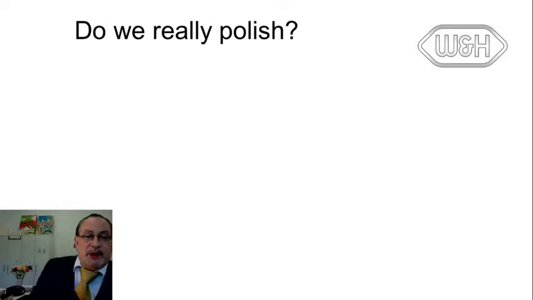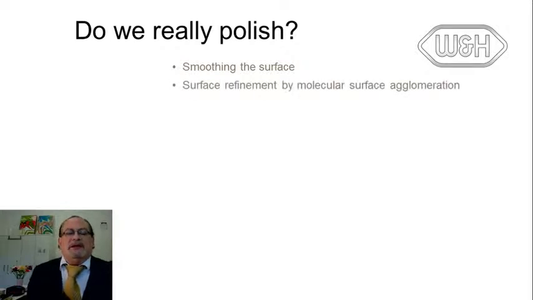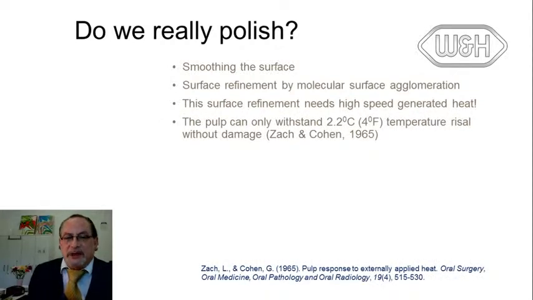But do we really polish when we say that we are polishing? Polishing actually means smoothing the surface, a surface refinement by molecular surface agglomeration, and this surface refinement needs high speed generated heat. And this is not what we are doing on the tooth, of course, because the pulp can only withstand a 2.2 degrees Celsius, or 4 degrees Fahrenheit, temperature rise without damage. This is what we have known since 1965.